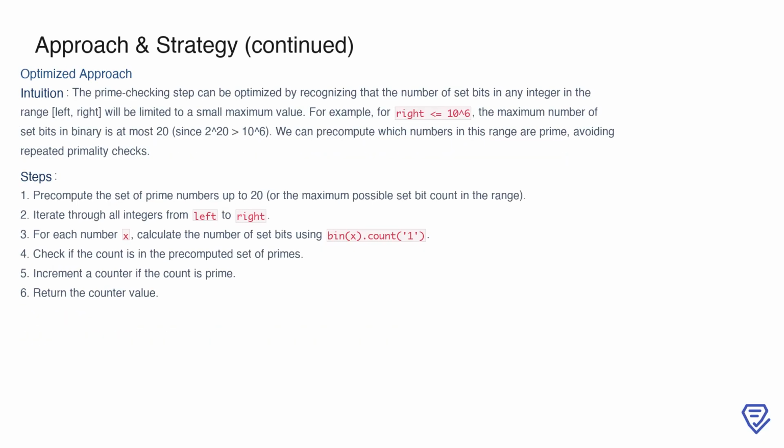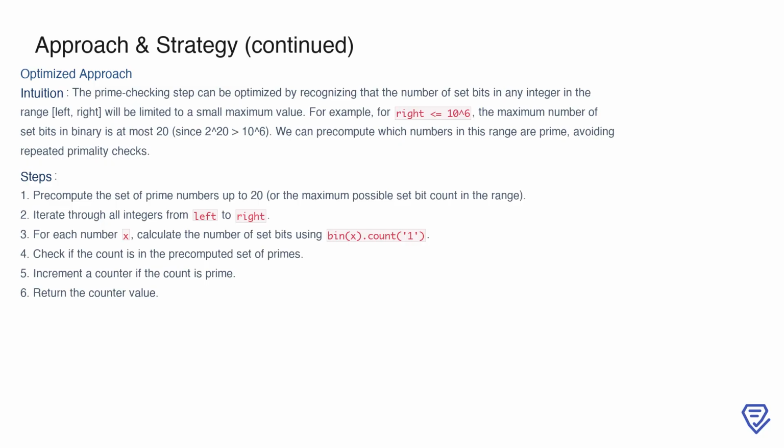Now, to address the inefficiencies of the brute force method, we can use an optimized approach. The key insight here is that the number of set bits in any integer is limited by the maximum value in the range. For example, if the upper bound of the range is 10 to the power of 6, the maximum number of set bits is at most 20, because 2 raised to the power of 20 exceeds 10 to the power of 6. This allows us to pre-compute which numbers up to 20 are prime, and reuse this information throughout the algorithm. The steps are as follows.